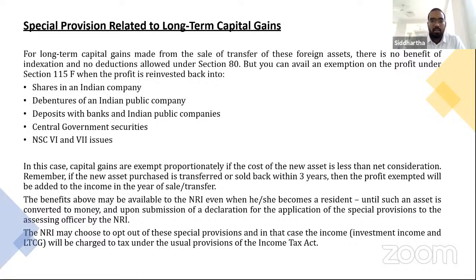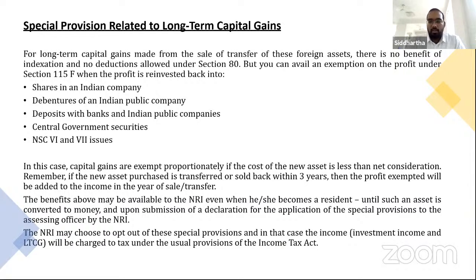Suppose an NRI who has invested in this asset has now become a resident by coming back to India. Still he can claim exemption under this section. If he submits, there are certain applications that need to be submitted to the AO for claiming such exemption, even after you become a resident in India.